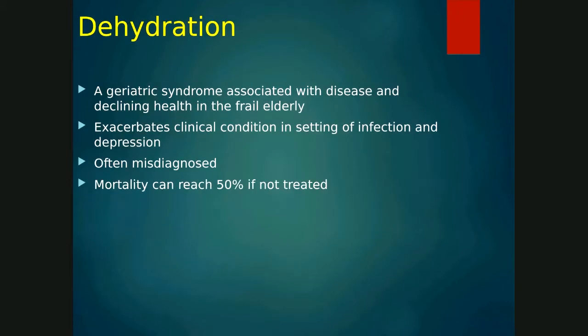And so dehydration is a geriatric syndrome that's associated with disease and declining health in the frail elderly. It can exacerbate clinical conditions in the setting of infection, and it often can go misdiagnosed. Mortality for dehydration can reach as high as 50% if not treated.